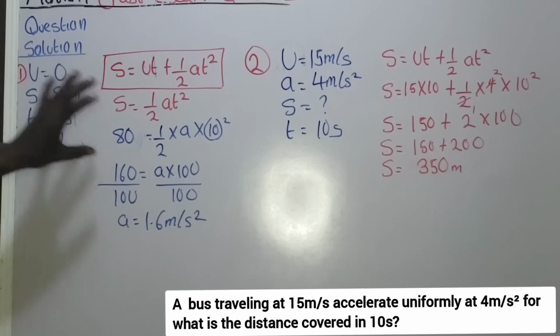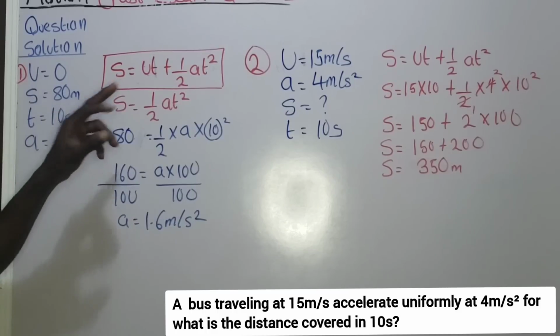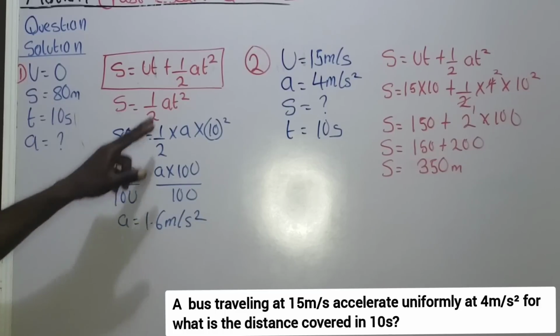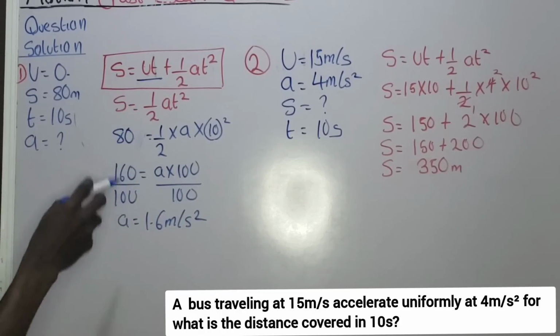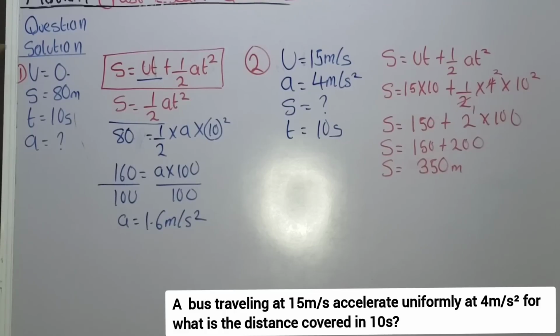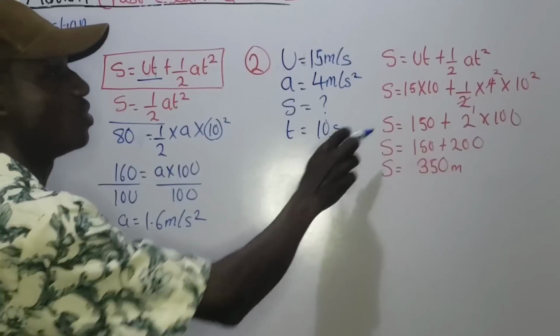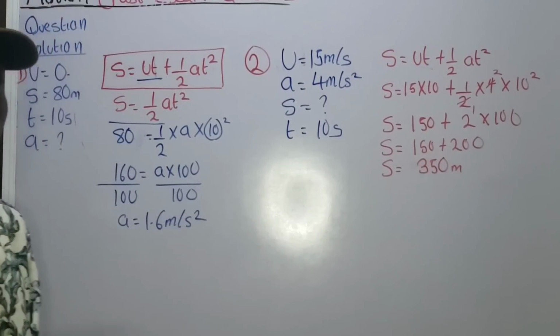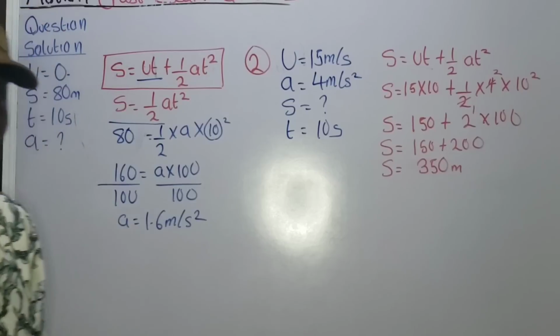Now, if you compare this question with the previous question, in that question we are told that the car takes off from rest. So that means the initial velocity of that car is 0. Hence the value of ut becomes 0, because when you take the product of 0 and t, you have 0. So the equation of motion becomes like this. Now in this one, we are told that the bus is already in motion. Hence the initial velocity is 15, so this one has a significant value. That's why I have 15 multiplied by 10. Do you understand now?